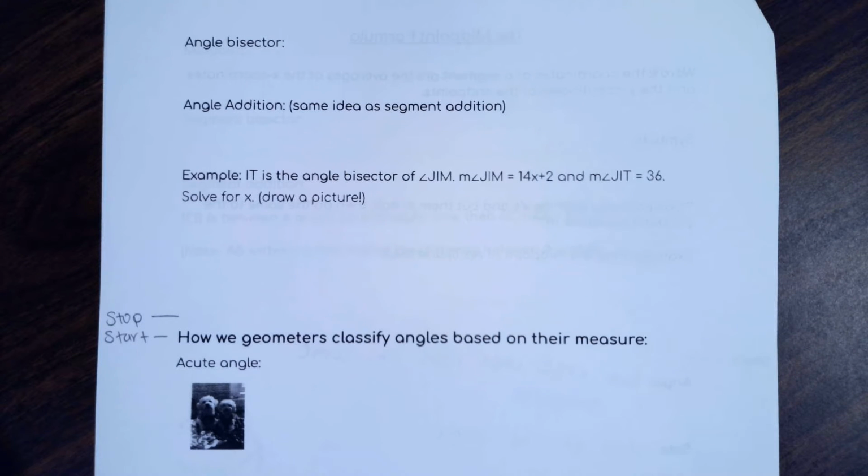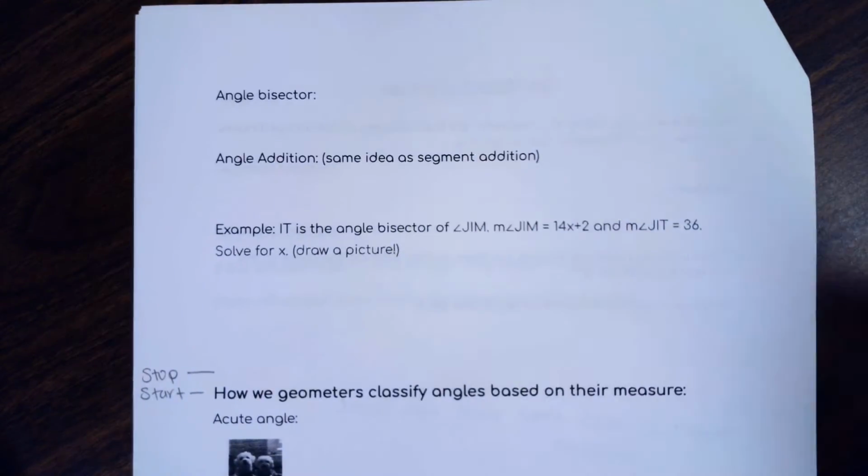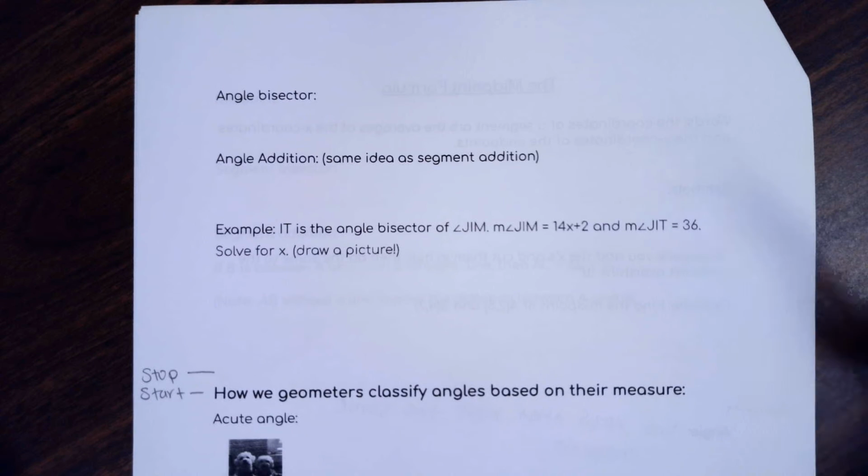Hello again, geometers. All right, today we are going to define one last thing and then talk about angle addition. So first, we are on page 6 now at the very top. We want to define one thing. It's called an angle bisector.